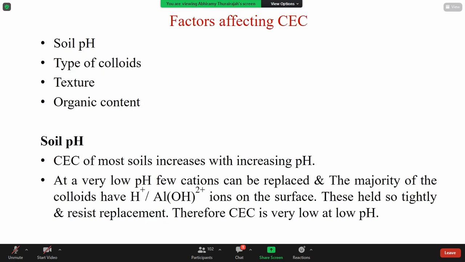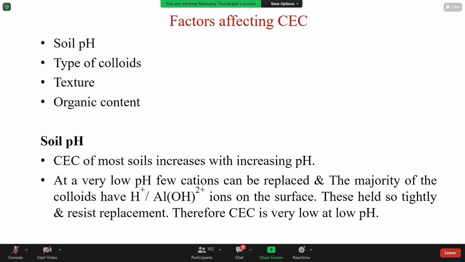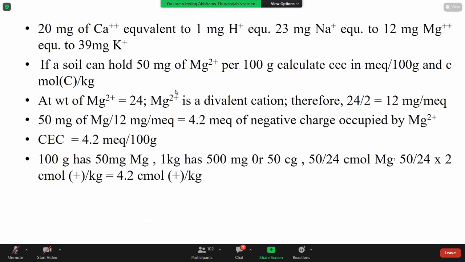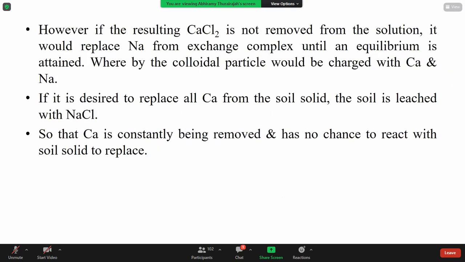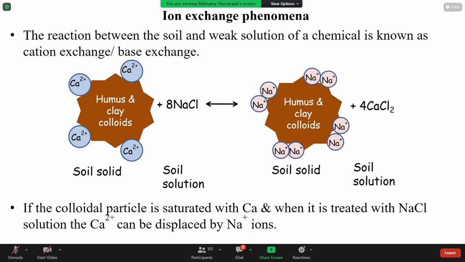When the pH increases, the cation exchange capacity increases, as we already discussed. See this graph: when the pH increases, the cation exchange capacity is increasing. The CEC of most soils increases with increasing pH. Through that, the cation exchange capacity is increasing.